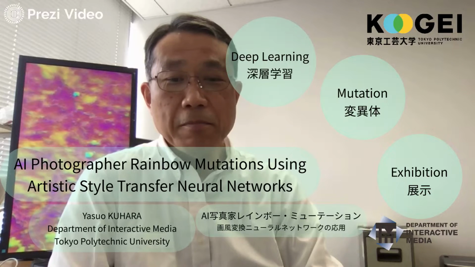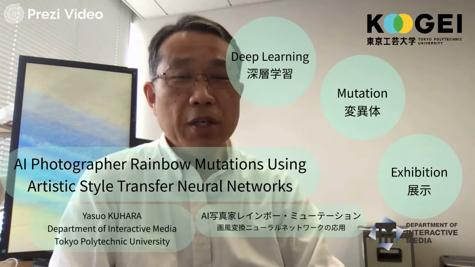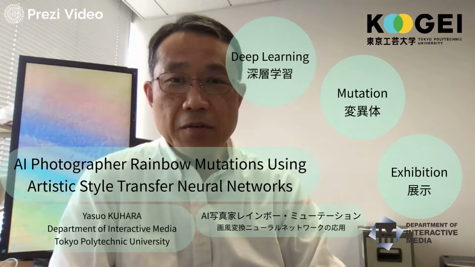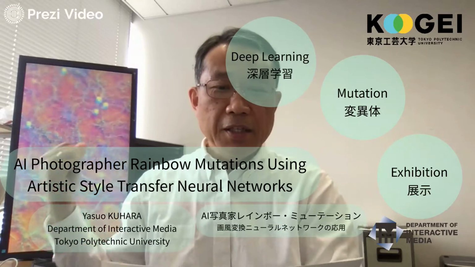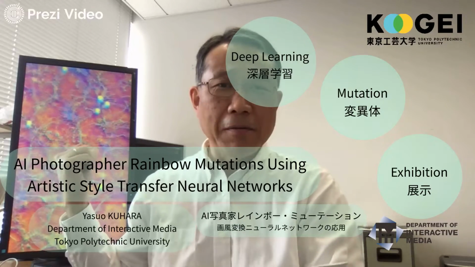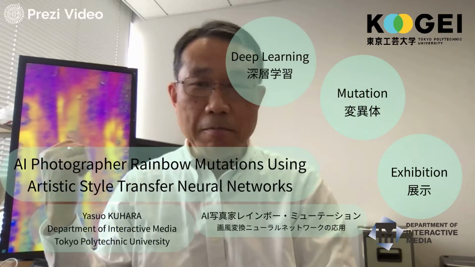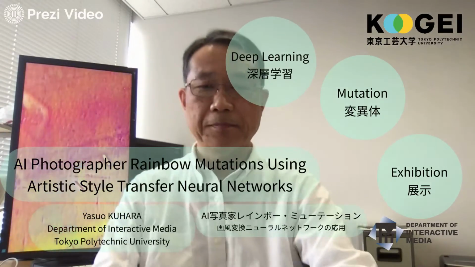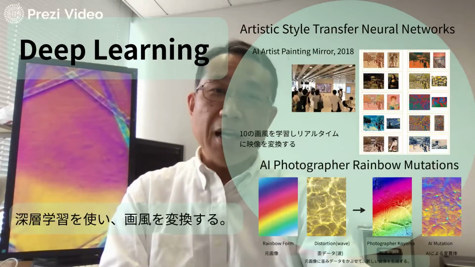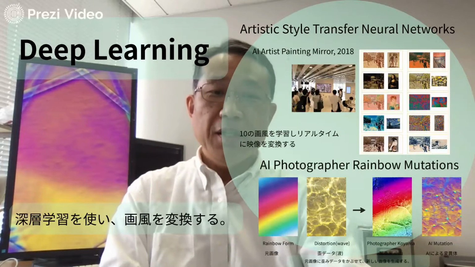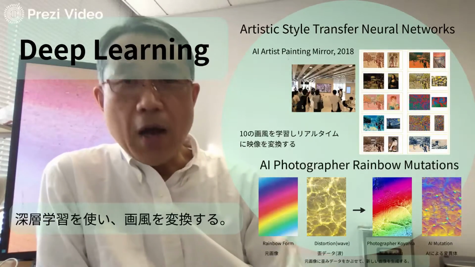Now I present my work and study entitled AI Photographer Rainbow Mutations using Artistic Style Transfer Neural Networks. You can see on my backside, this is AI Photographer Rainbow Mutations itself. You can see this works while listening to my talk. First, I introduce artistic style transfer neural networks. This is a typical application of AI, especially deep learning, for art.